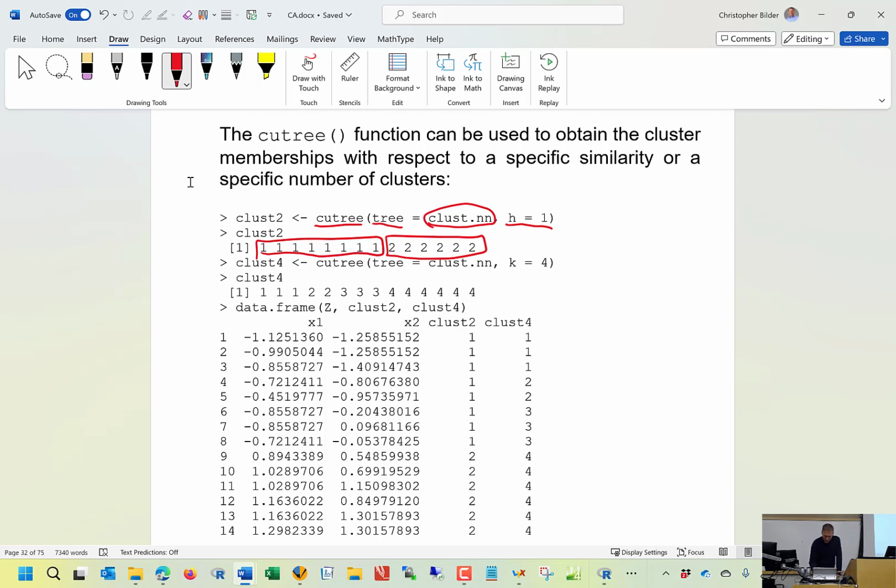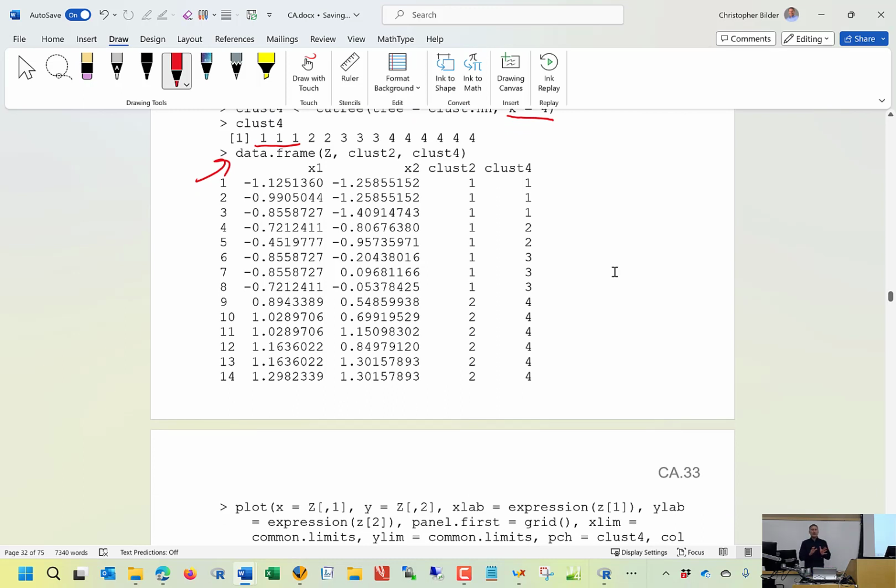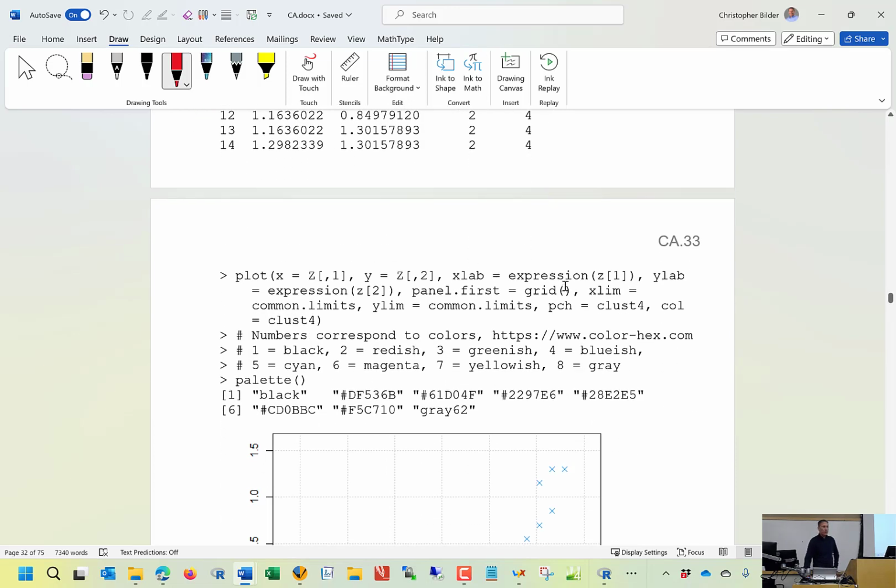I can also use cutree this way, where if I use a k argument, that shows how many clusters I want. So if I choose 4 clusters, then we can see, for example, observations 1 through 3 are in cluster 1. I can then form a data frame with this information so that I can actually see the observations with their corresponding cluster number. And this can be very helpful to actually do a plot.